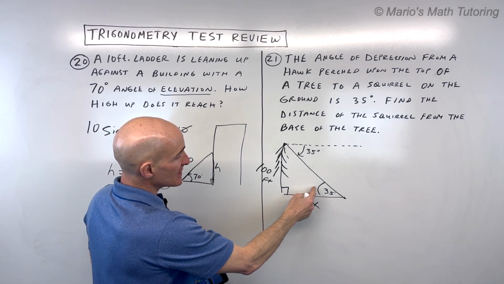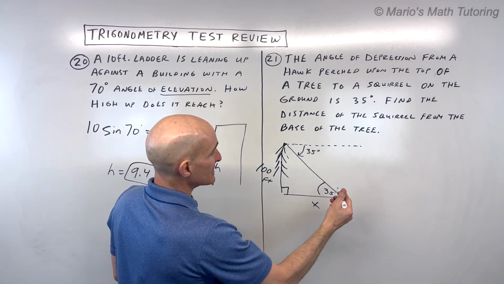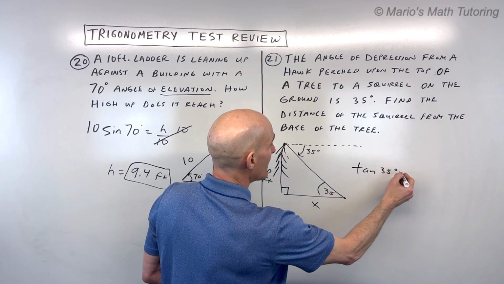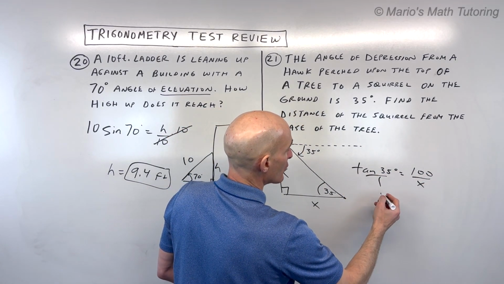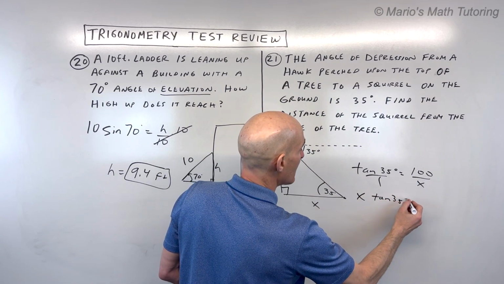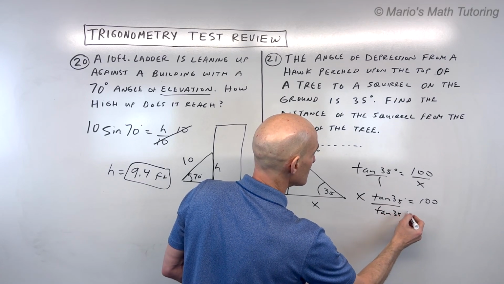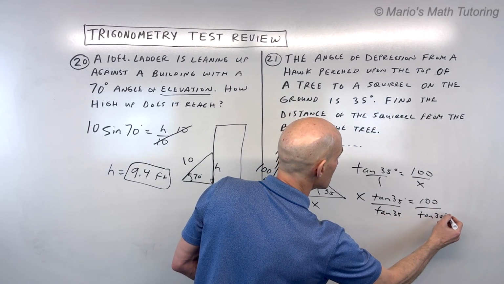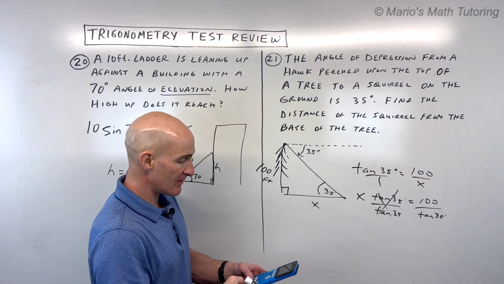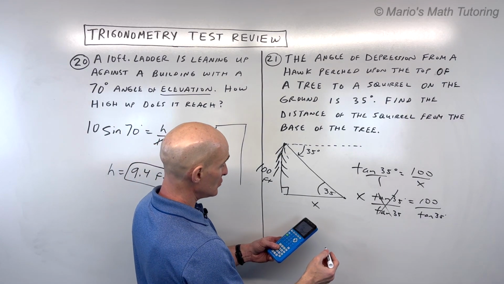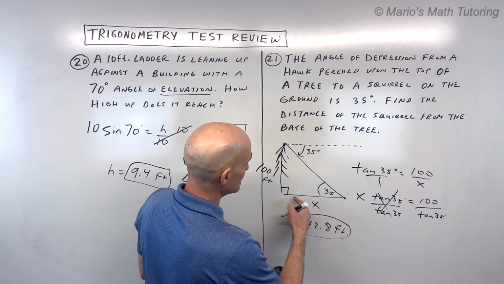So what trig function ties together this angle, this side, and this side? Well, that's opposite and adjacent, that's the tangent. So we're going to say the tangent of 35 degrees equals opposite 100 over adjacent x. We're going to cross multiply, so x times tangent of 35 equals 100, and then divide both sides by tan of 35 to get x by itself. Let's see what that comes out to. 100 divided by the tangent of 35 is 142.8 feet. This is the horizontal distance.